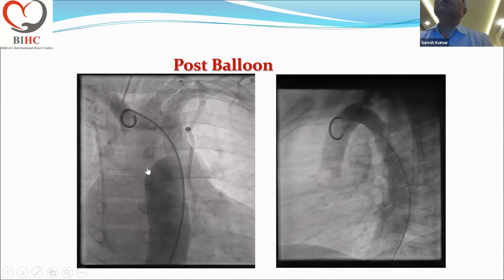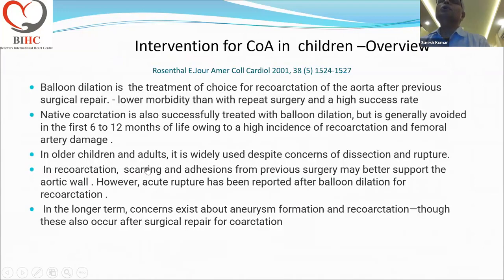In an overview of coarctation in children, Rosenthal noted that balloon dilatation would be the treatment of choice for recoarctation of the aorta. There is no doubt that it is the first-line treatment. Whereas native coarctation is successfully treated with balloon dilatation if you avoid it in the first 6 to 12 months. The earlier you see coarctation, as I mentioned in the beginning of this talk, the more likely there is arch hypoplasia, and therefore a simple balloon dilatation will not be enough. From 3 to 6 months onwards, you can consider primary balloon dilatation in discrete coarctation.